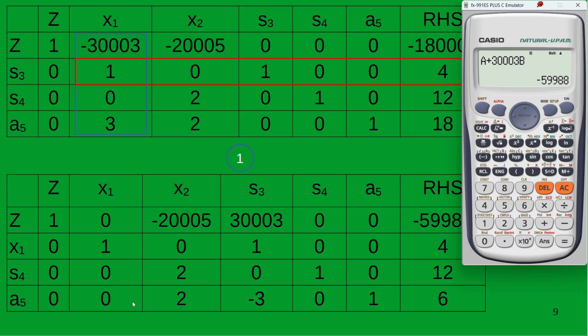Now let me demonstrate it for row number A5, just for clarity's sake. So press AC to clear the previous calculations. Now this is going to be this row minus 3 into this row, right? Remember here, I have written x1 because x1 was the entering basic variable and S3 was the leaving basic variable. So x1 automatically takes the position here. So demonstrating the calculation for the last row, this is going to be nothing but alpha A minus 3 alpha B, and click calc and start with your calculation.